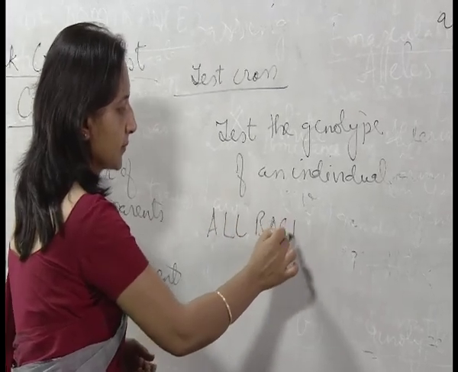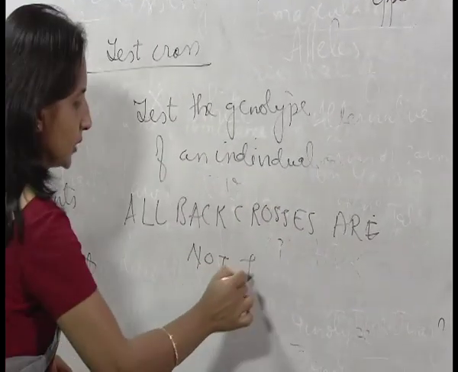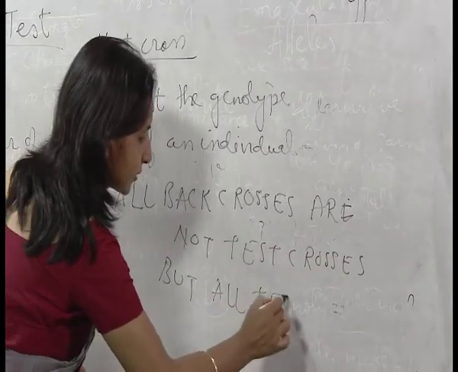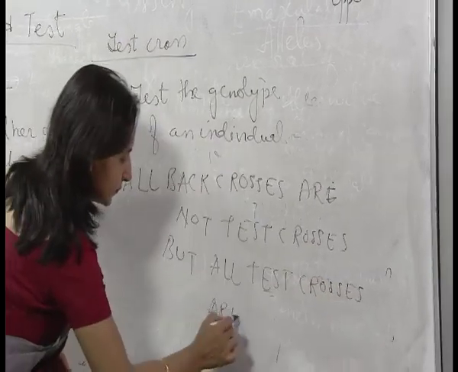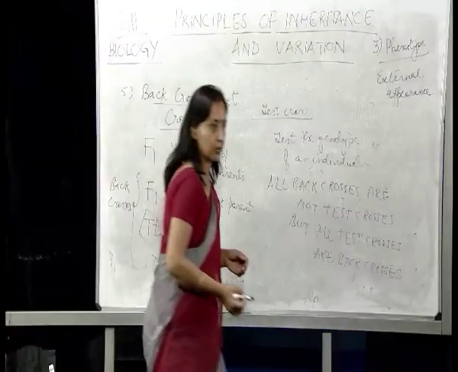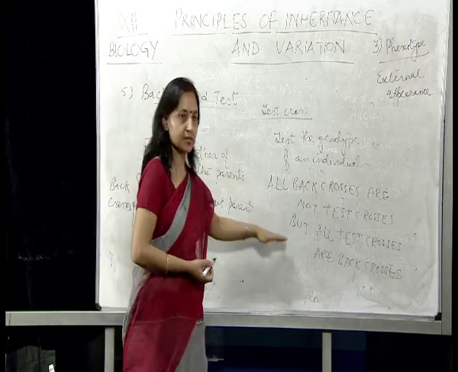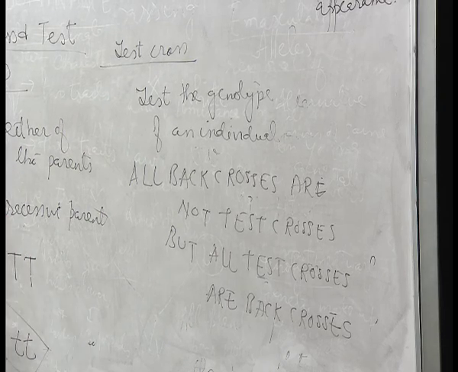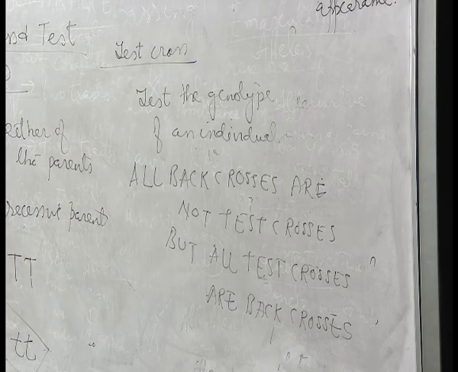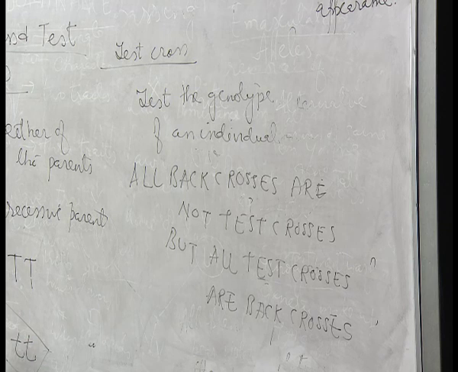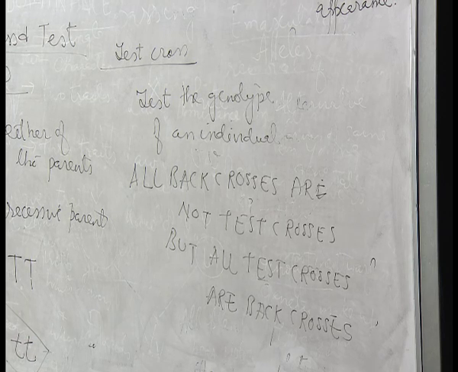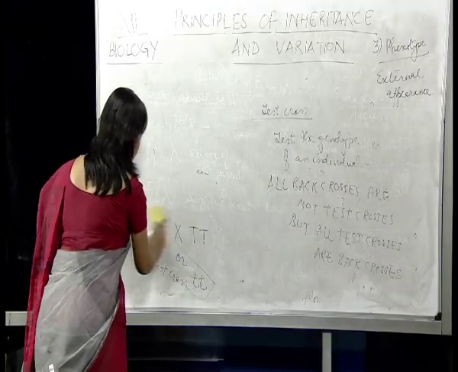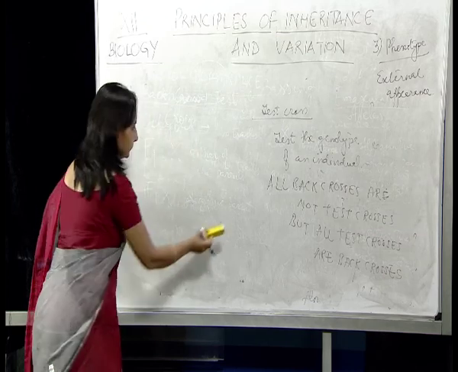All back crosses are not test crosses, but all test crosses are back crosses. So if this statement is understood, we have understood the difference between back cross and test cross. I repeat, all back crosses are not test crosses, but all test crosses are back crosses. We can study this in detail with the help of an example.